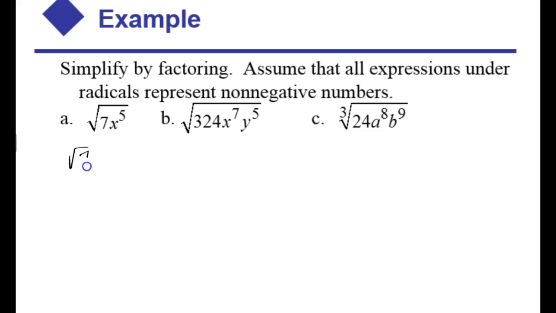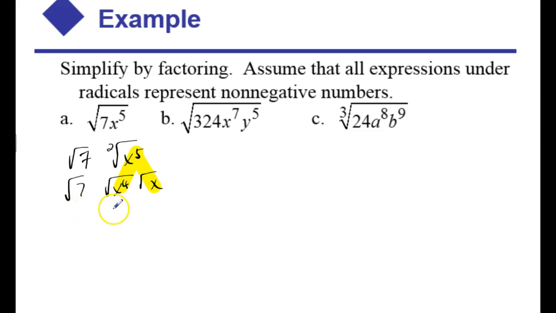Can't do anything with the square root of 7, but x to the 5th can be broken down to the highest exponent. So here's what I would think about. 5 does not divide by 2, but the highest exponent that does is 4. So I'm going to break that down to be x to the 4th times x, because if you multiply this back together, x to the 4th times x, you'll get x to the 5th.